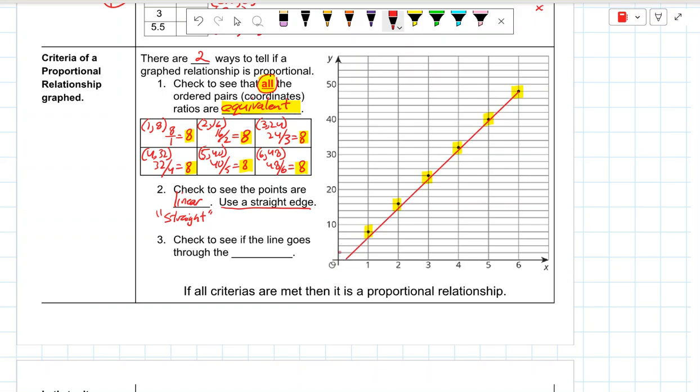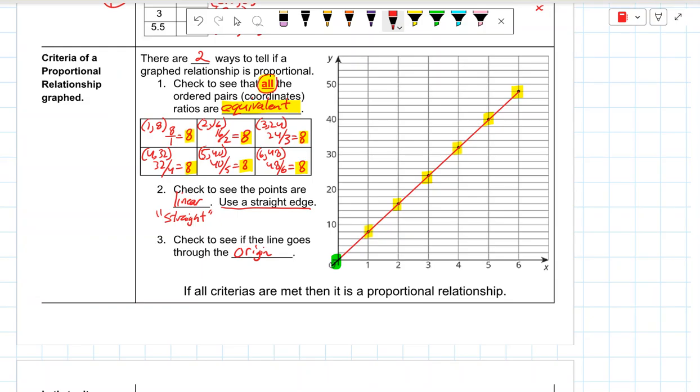I'm trying to get it through the origin here with my tool. Not working, so let me try it again. There we go. All right. So it looks like it does. A straight line covers every single point on the graph. And number 3 says check to see if the line goes through the origin. And you can see that this line is going right exactly through the origin. So let's write down origin there.